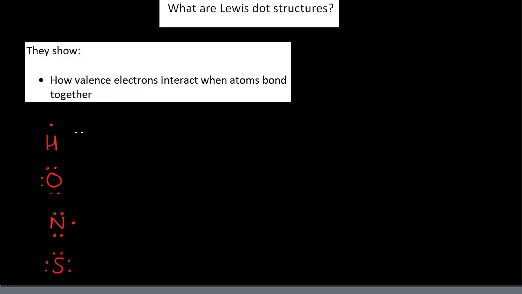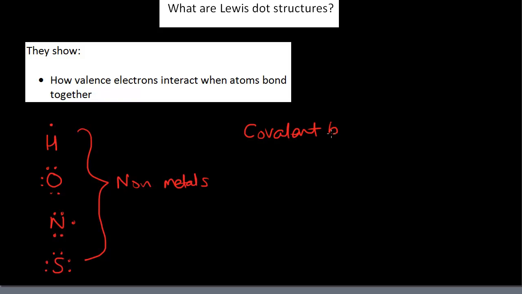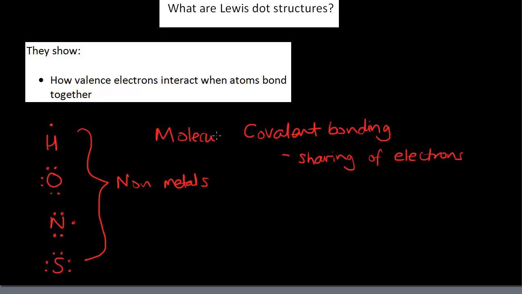Can you see that all 4 atoms are actually non-metals? Which means that if these atoms bond together, they undergo something called covalent bonding. Covalent bonding involves the sharing of electrons. More accurately, this is called molecular covalent bonding, as opposed to network covalent bonding.